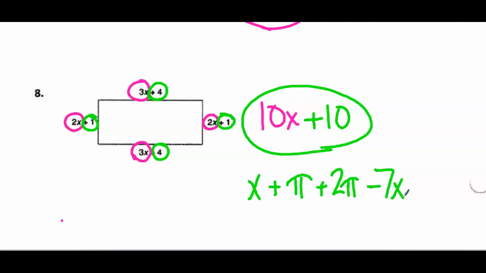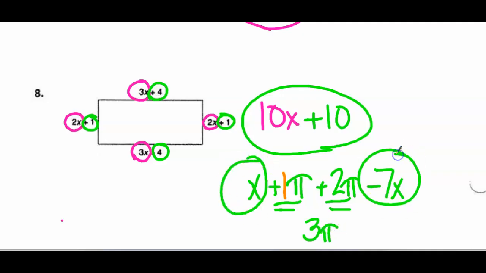Now, if you see a problem like this, pi is kind of like a variable or a symbol, and you're looking for the pi's that are the same. This is pi, and this is 2 pi. So if you have a pi by itself, remember, what is the coefficient? The coefficient of pi would be 1. So if we combine all these, we get 1 pi and 2 pi would be 3 pi. And then we have 1x minus 7x, which is minus 6x. That final answer is 3 pi minus 6x.